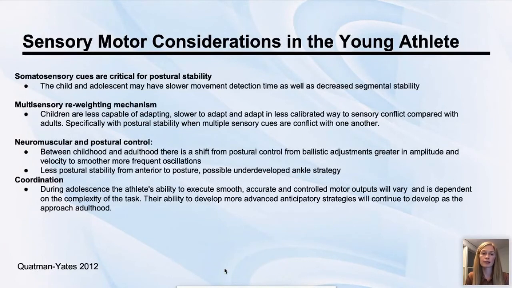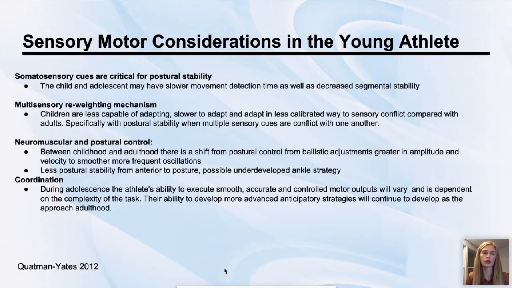Multisensory re-weighting mechanism. Children are less capable of adapting, slower to adapt, and adapt in a less calibrated way to sensory conflict compared with adults, specifically with postural stability when multiple sensory cues are in conflict with one another. So they struggle more with crowded spaces when too many things are going on at once.